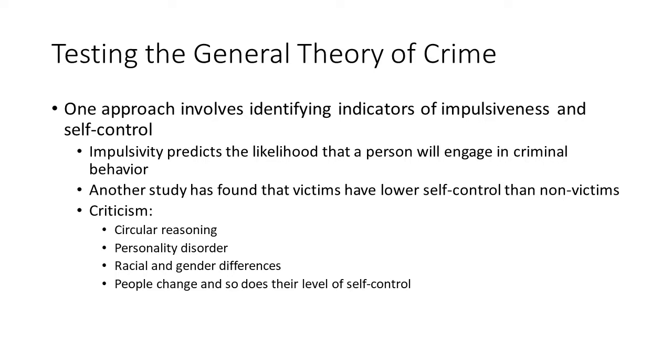Even though gender differences exist in the actual official delinquency rate, there's little evidence that males are more impulsive or lacking in self-control than females. So do other traits play a role? The theory overlooks issues of institutional racism, poverty, and relative deprivation, which has been shown to affect the delinquency rate. People change, and so does their self-control.